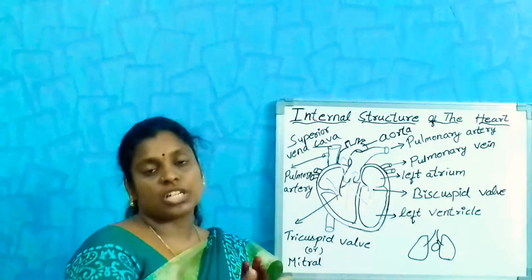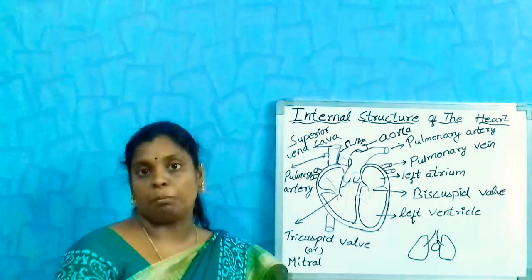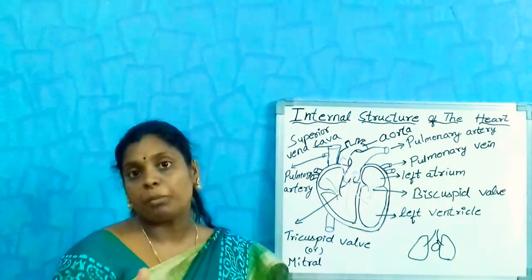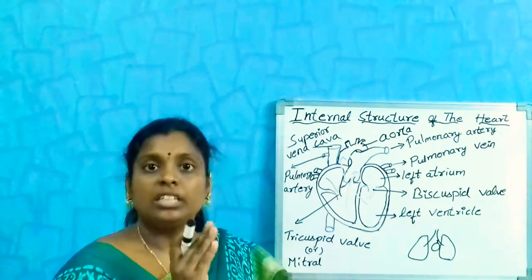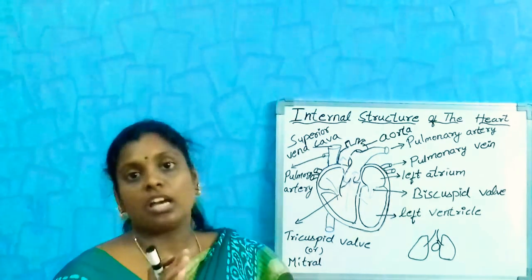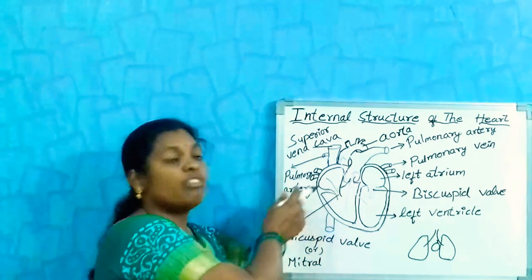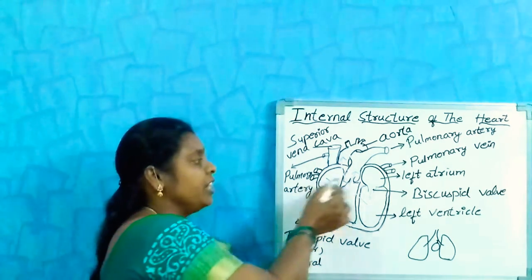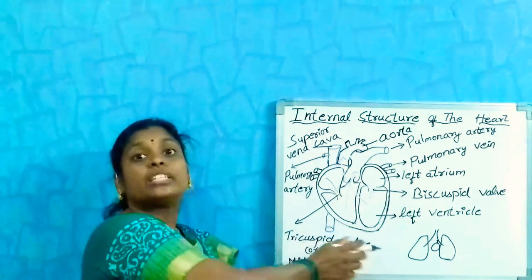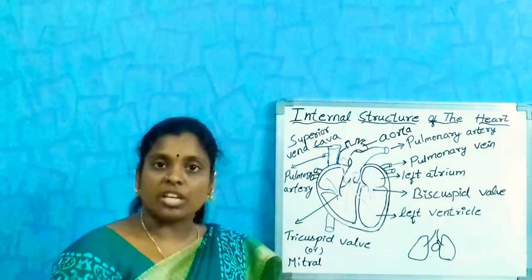If you see the outer structure, it is pear shaped. The heart is pear shaped, triangular in shape. The outer structure looks like a triangle. If you see, it is wider at the anterior side but narrow at the posterior side.